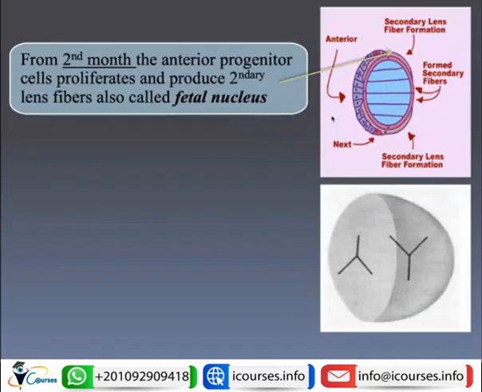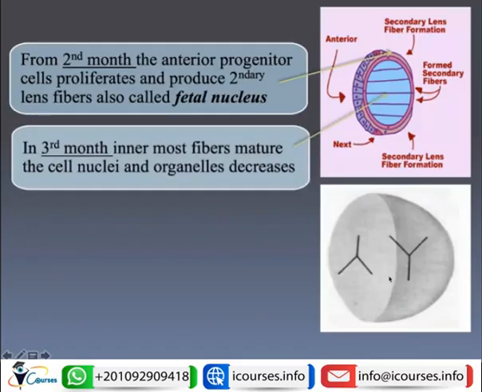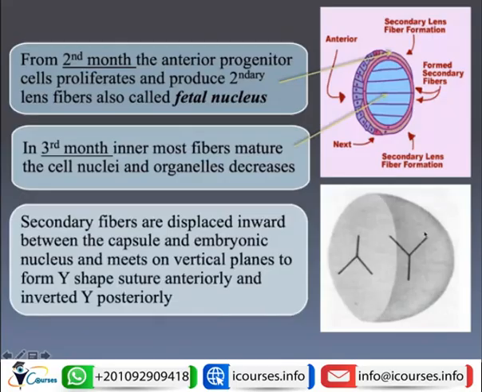So the embryonic nucleus is derived from the primary lens fibers that are derived from the posterior lens epithelium, while the fetal nucleus is derived from the anterior lens epithelium that will form the secondary lens fibers. The junction between the anterior and the posterior edge of the fibers will form what is called the Y-shaped suture. So we have an erect Y suture that's present anteriorly, and we have an inverted Y suture which is present posteriorly.